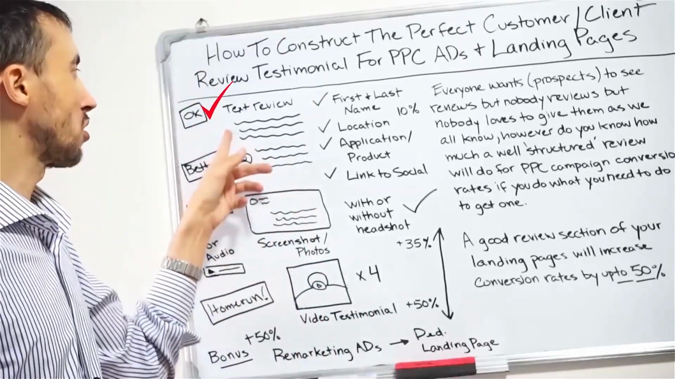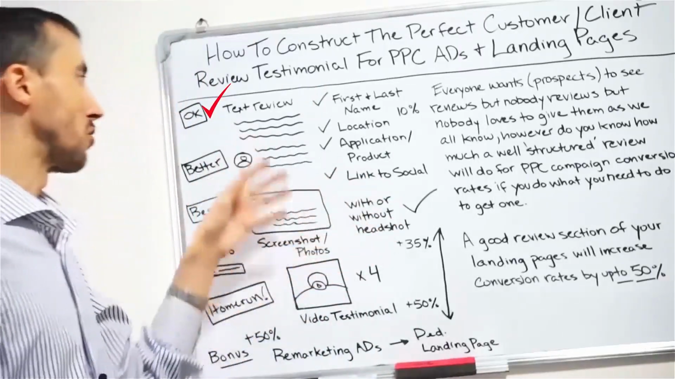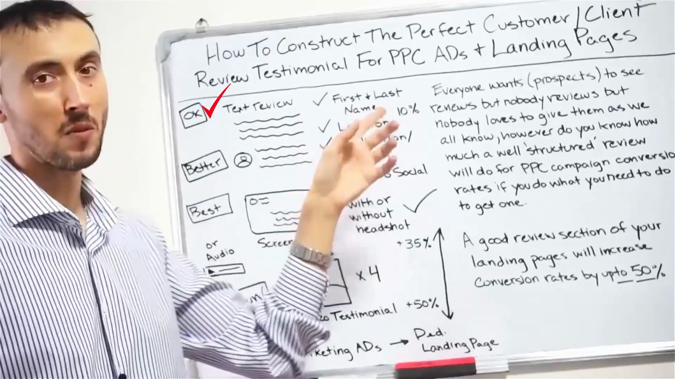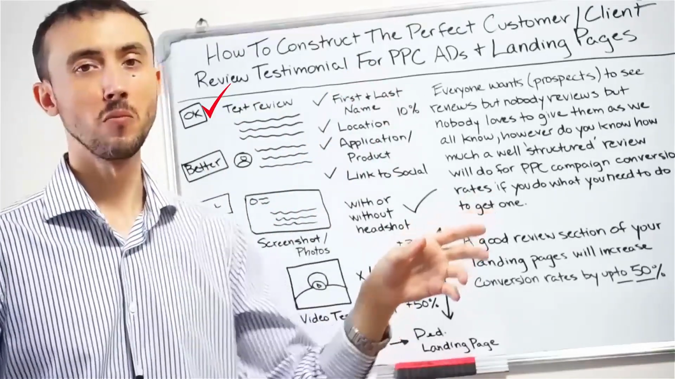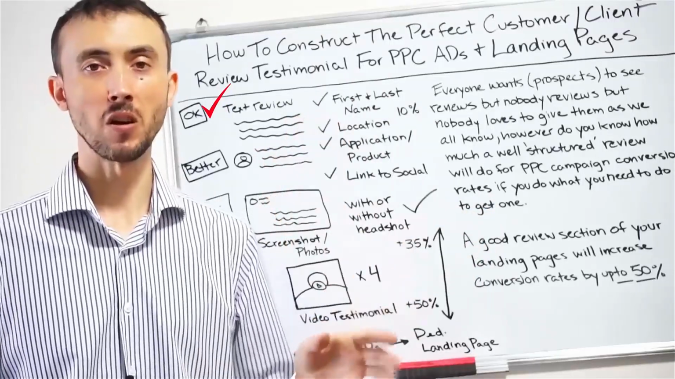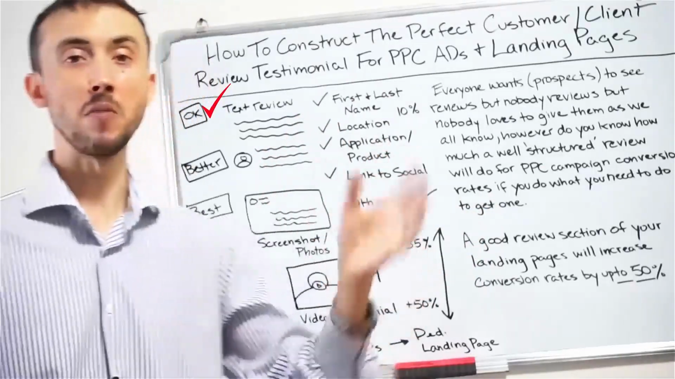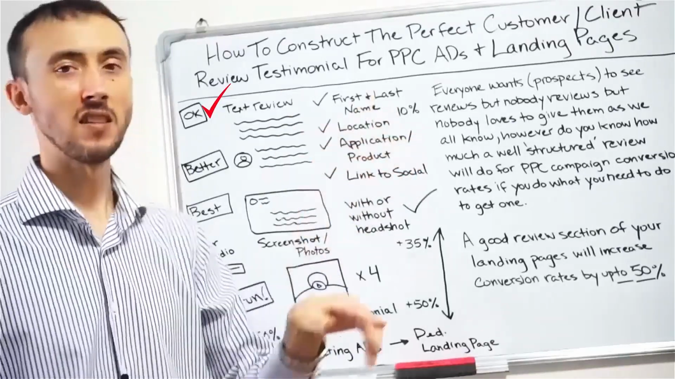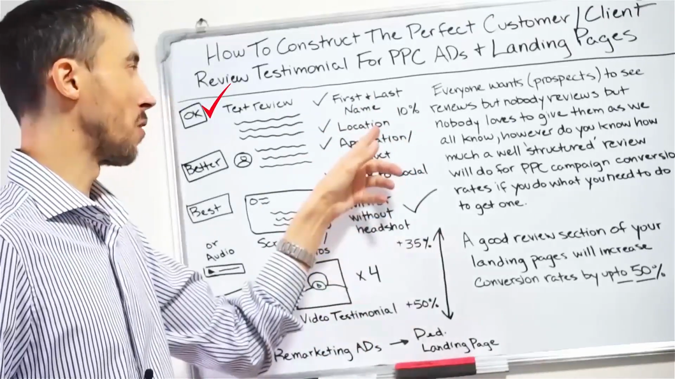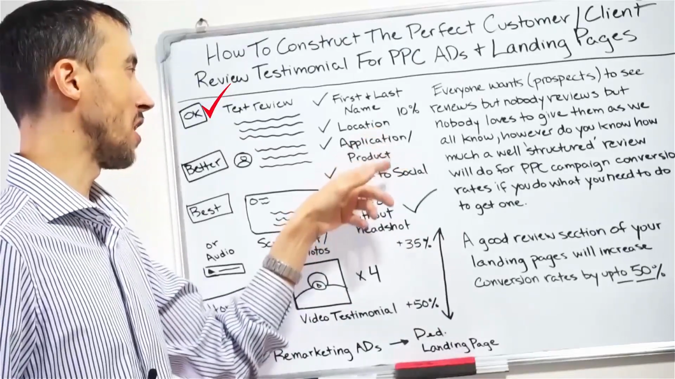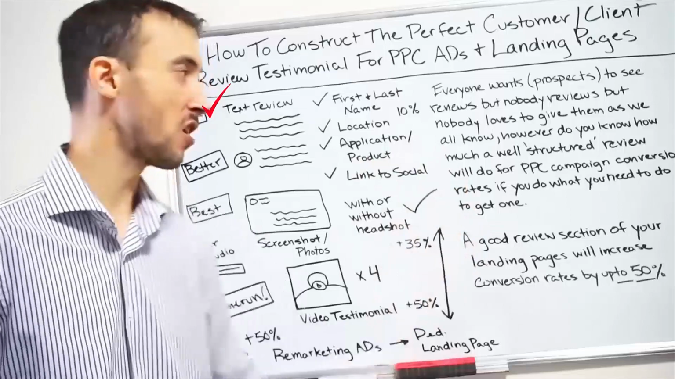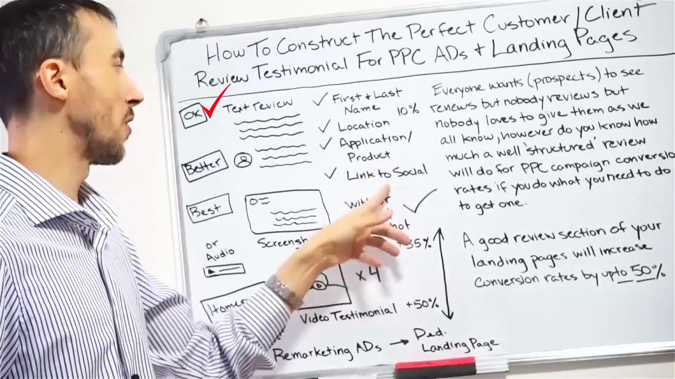But most people are using just a regular text review. There's no pictures, there's nothing. And it's first name, last initial, because they don't want to give away the name of the customer and have them be hassled. It will automatically convert better though if you have the last name, if you can do it. And it'll convert even better if you have the location, if you give people actual usable information in there, like I spoke of already.